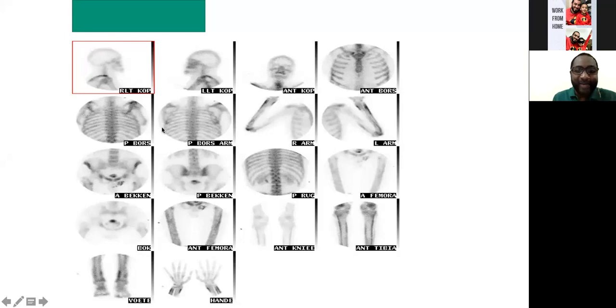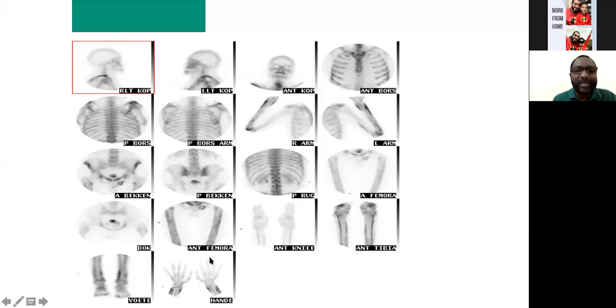But again, the advantage of a static is because the acquisition of static imaging is different from the whole body. The whole body sweeps the patient. So the patient moves as the patient lies on the camera, the patient moves either from head to toe or from toe to head. But in a static view, the patient remains in the same position. The camera does not move, and it takes a sufficient amount of counts for you to be able to have a very good resolution.